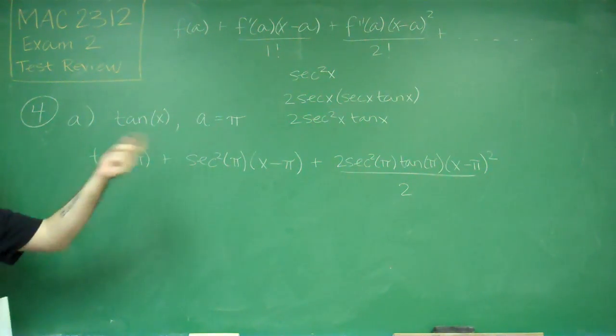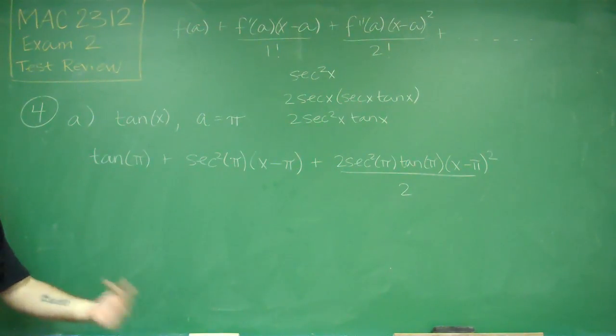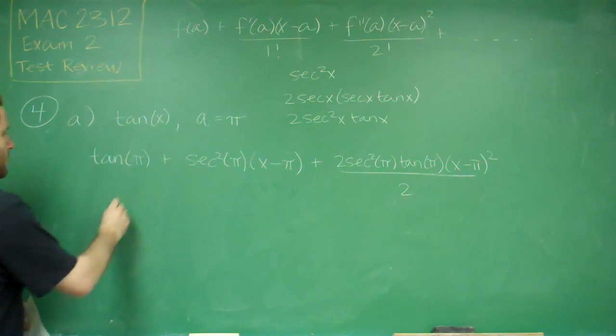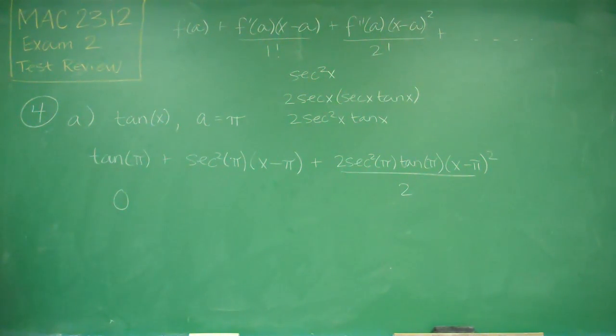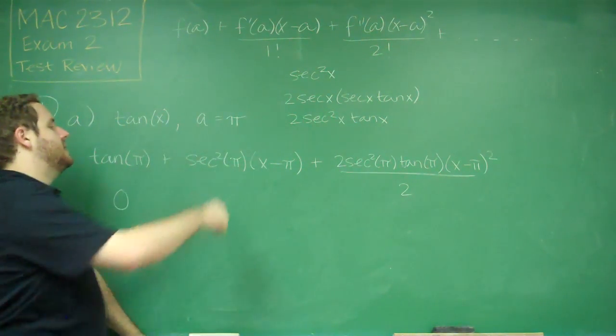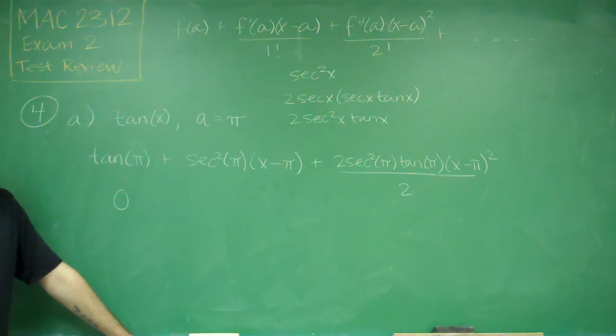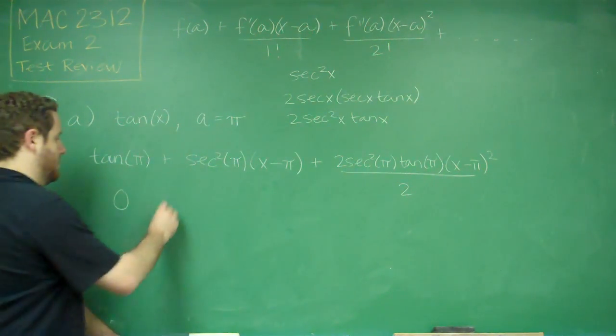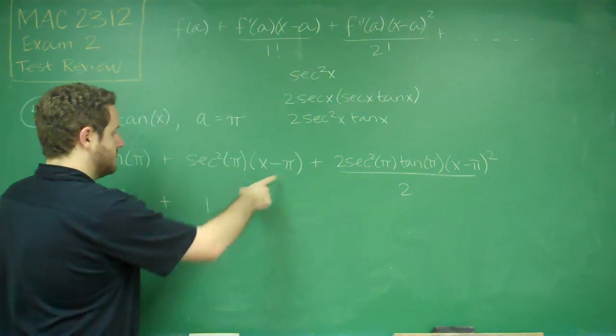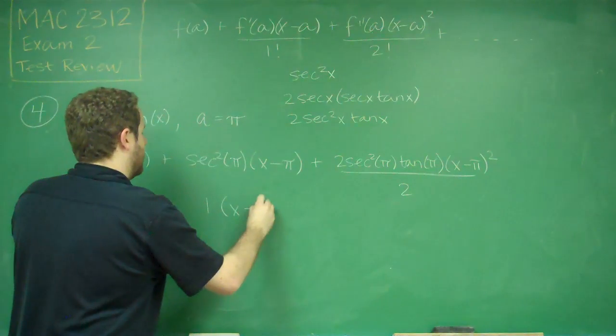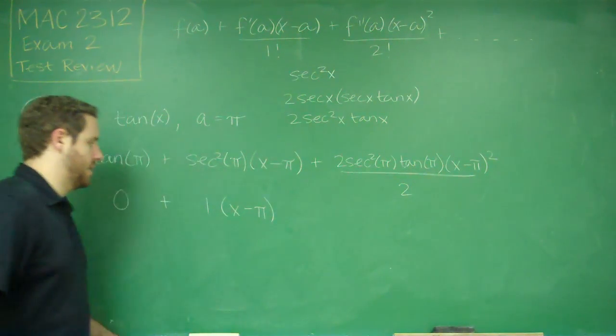Well, tangent of pi is 0 because tangent is sine over cosine and sine of pi is 0. So our first term is 0. Secant of pi is the reciprocal of cosine of pi. Cosine of pi is negative 1. So that means secant of pi is also negative 1. And when we square that, we would get positive 1. So this term is 1, and we're multiplying it by x minus pi.